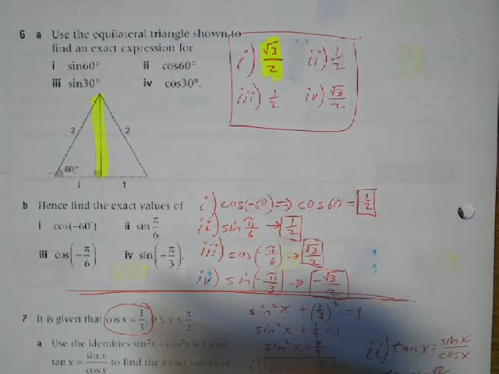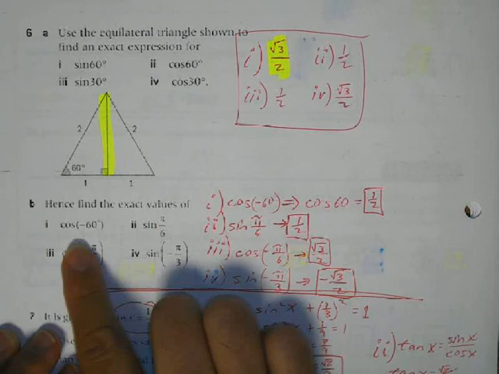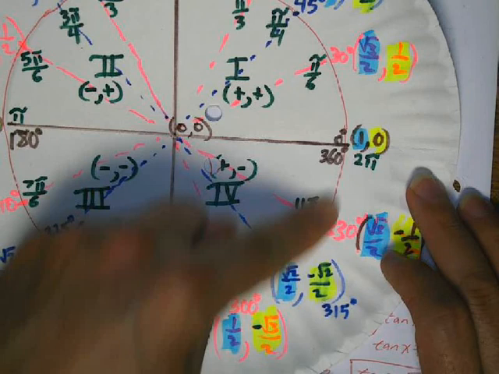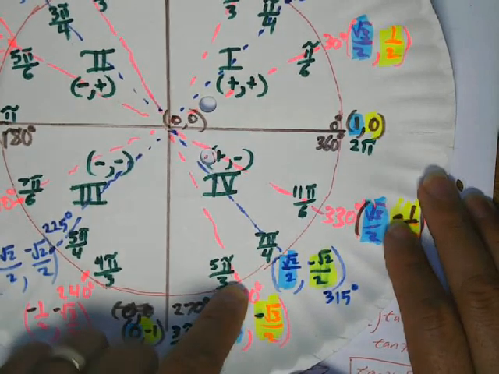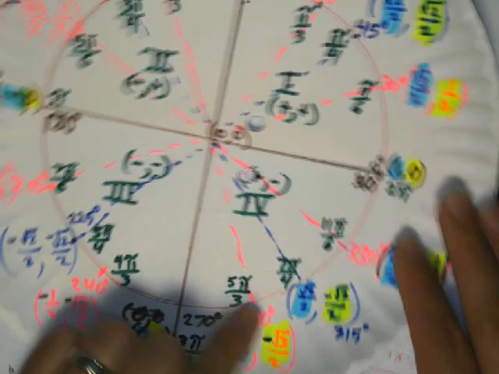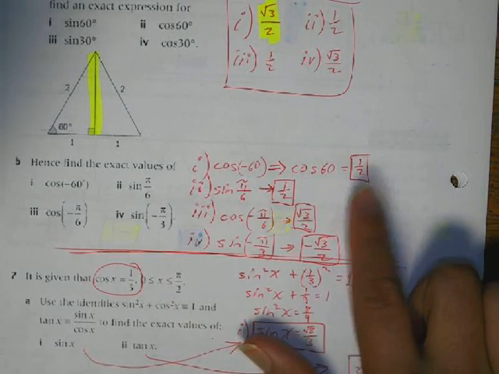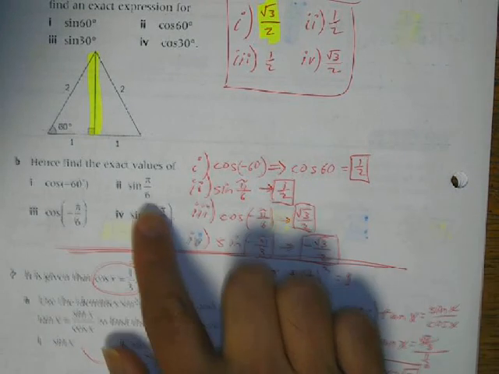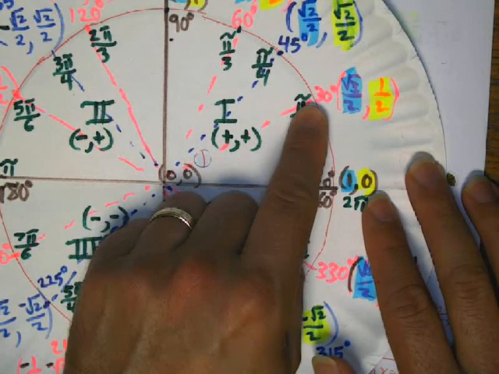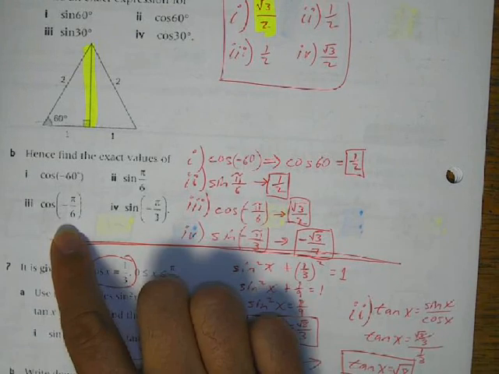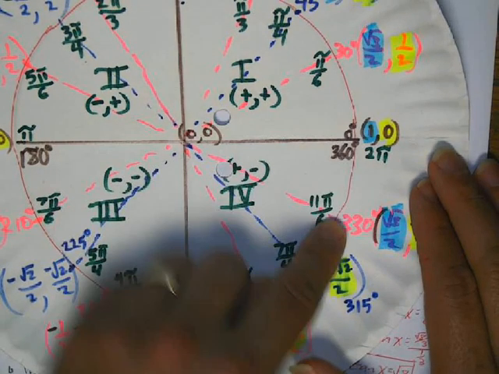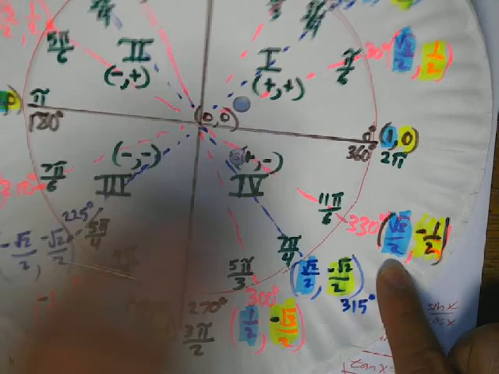Okay. Hence, find the exact value of cosine negative 60. Negative 60 brings me down to this pink line right here. And what are we finding? Cosine is the x value, which is positive 1/2. Sine of pi over 6. Pi over 6 takes me to 30 degrees. Sine, it's going to be 1/2. Cosine of negative pi over 6. Negative pi over 6 takes me down to here. And we said, what did we say? Cosine is x value, radical 3 over 2.